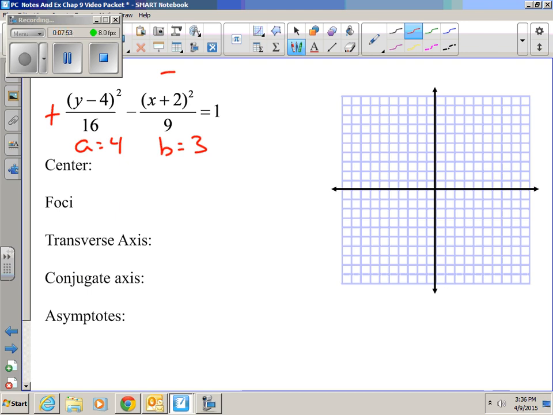So let's plot in our center point right now at negative 2, comma 4. We're going to have a vertical transverse axis with a length of 4 on each side. So we're going to go up here to our vertex and down here to our other vertex. A is going to equal 4. Our conjugate axis is going to be a length of 3. So there's our B. Here's our other B with a total length of 3. Okay, so we can draw in our box right now.